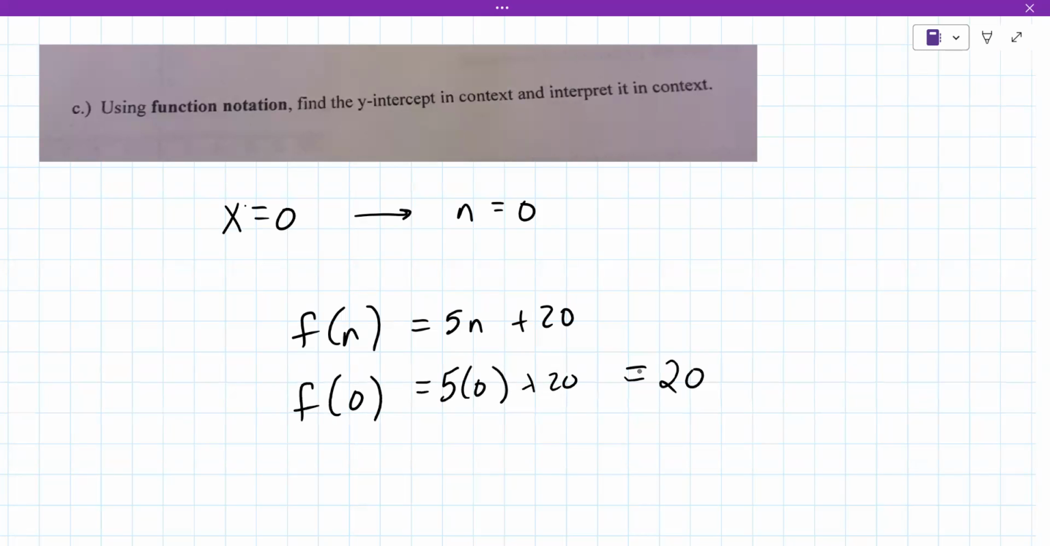The 20. Okay, so now in context, again, we have to interpret. n is 0. How many weeks is that? 0 weeks. And f of n is yards. So give me a sentence. After 0 weeks, David will throw 20 yards. Yes, that's what you're looking for here. That's the interpretation again.